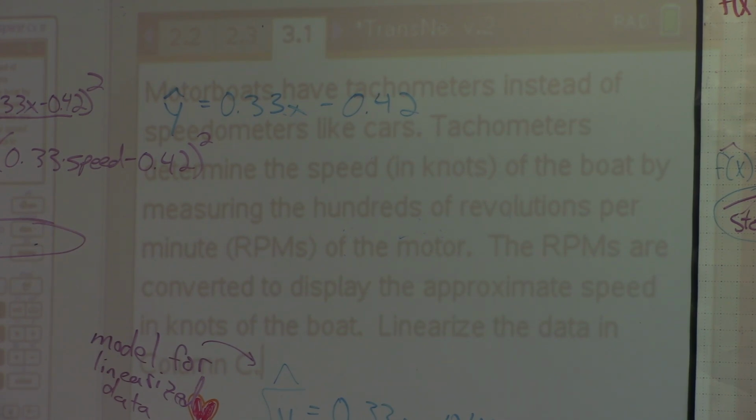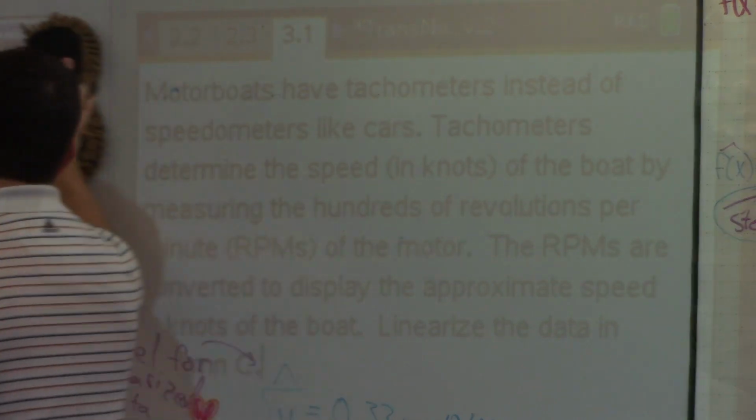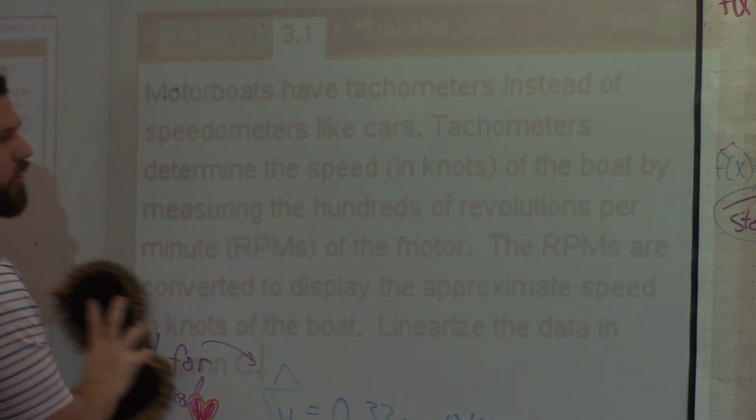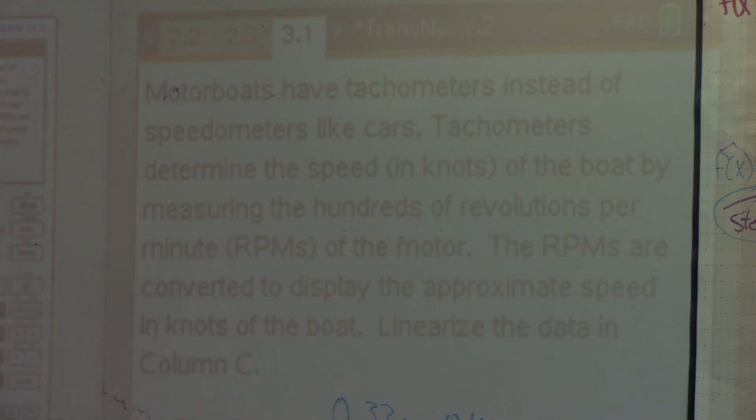Motorboats, jet skis, the whole nine, right? When you're going out on the water, you still want to know how fast you're moving. At least I do when I go out on a boat. So, motorboats have speedometers or tachometers that determine the speed in knots, which are nautical miles per hour, I think is the right term, by measuring the hundreds of revolutions per minute of the motor. The RPMs are converted to display the approximate speed in knots of the boat. Boat speedometers are not as accurate as car speedometers, but they're pretty close. And so we're going to try to linearize the data that we get there.